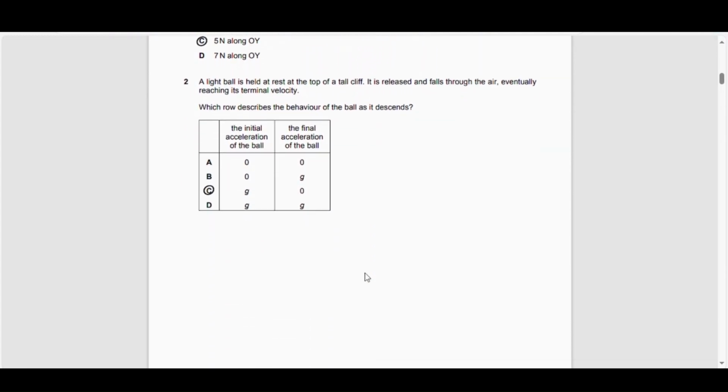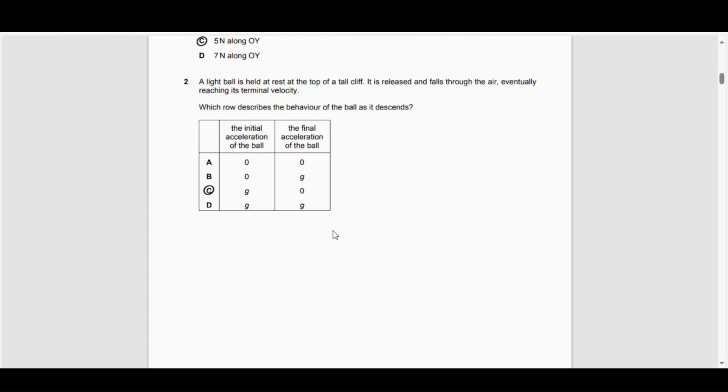If we look at the next question, a little ball is held at rest at the top of a tall cliff. It is released and falls through the air, eventually reaching its terminal velocity. So which row describes the behavior of the ball as it descends? I think the first clue is the fact that it eventually reaches its terminal velocity, which means the final acceleration of the ball has to be 0. So it can't be B and D, because in both of those options, the final acceleration is g.